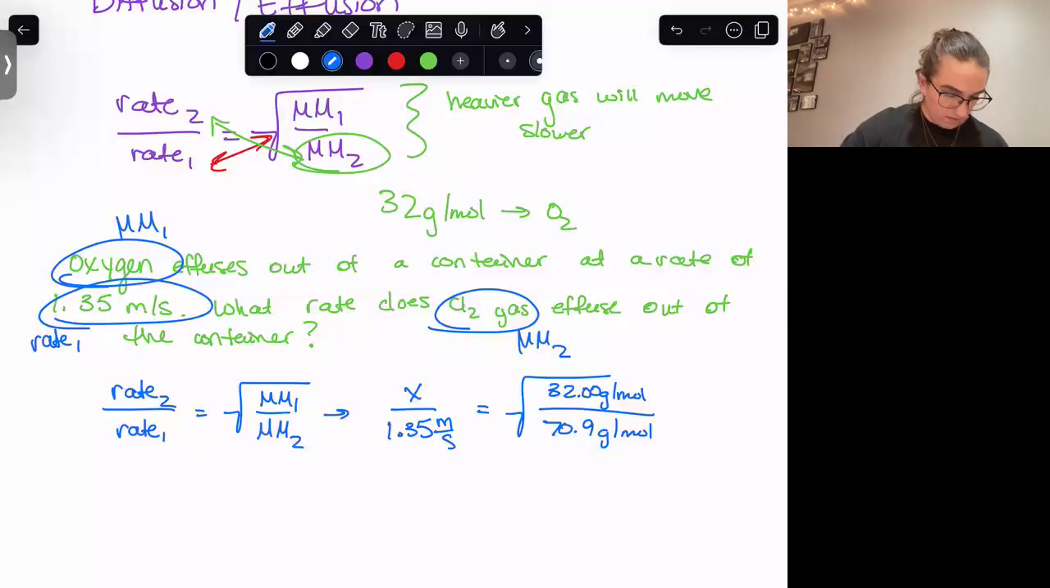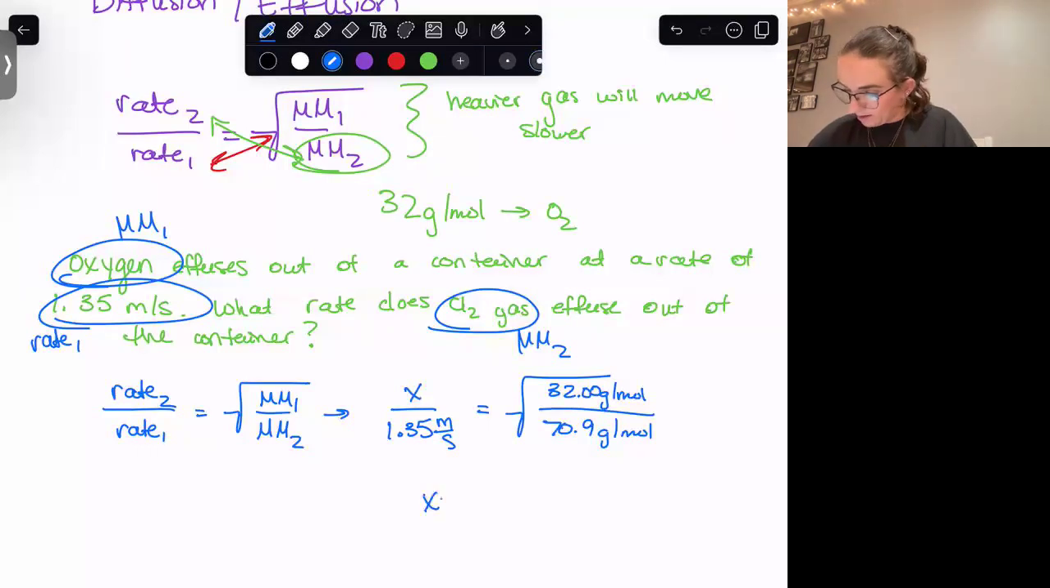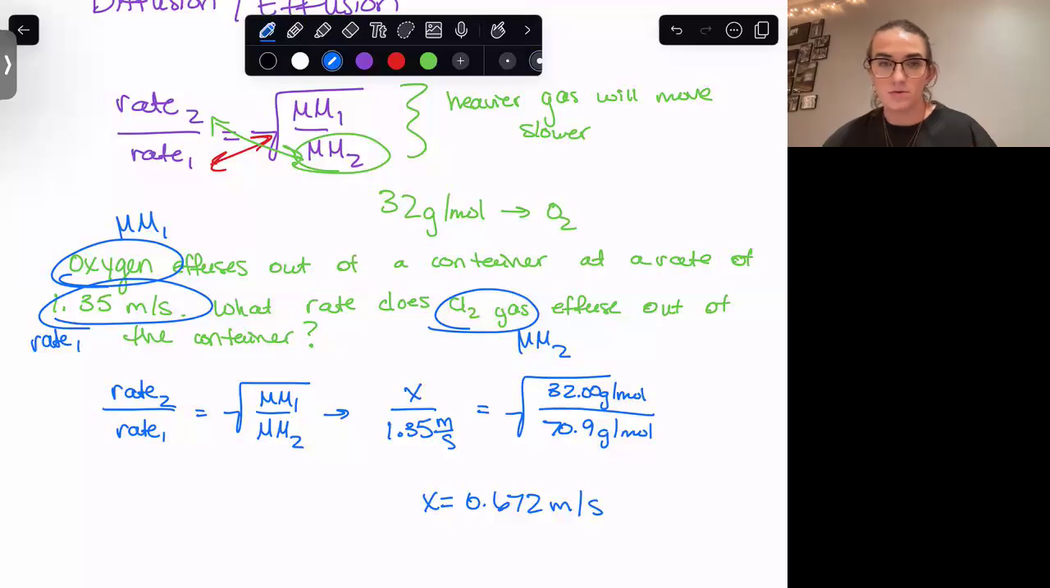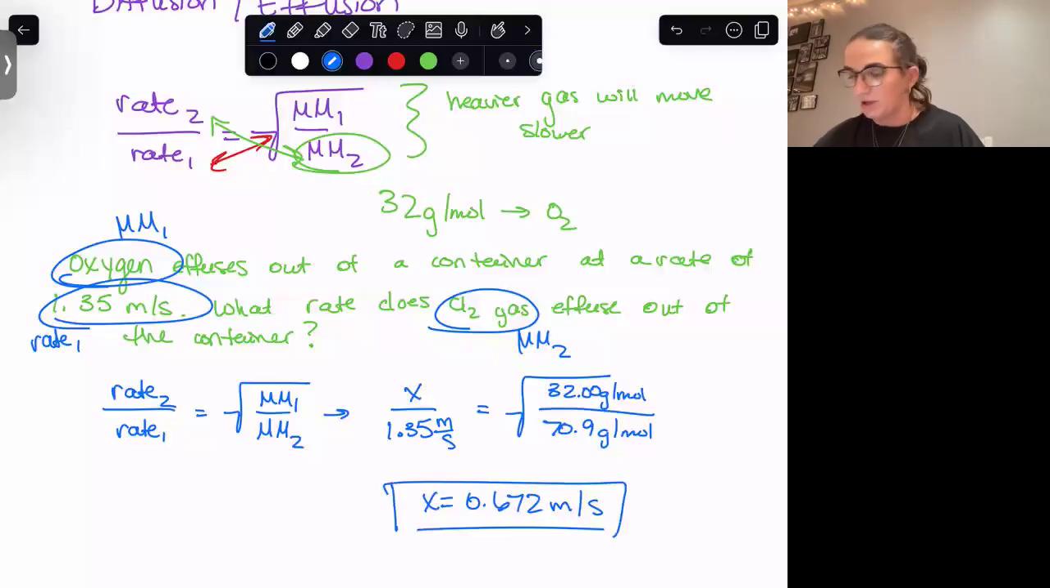So then we get X is equal to 0.672 meters per second. Does that match our prediction? Yes, it does, right? This is smaller than 1.35. We could say, does this make sense? Yes, this makes sense, right? Chlorine's going to be moving slower. So that would be our answer there.